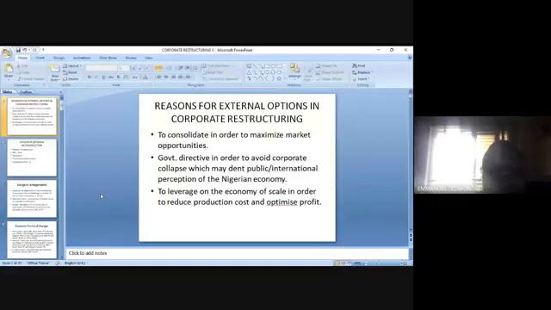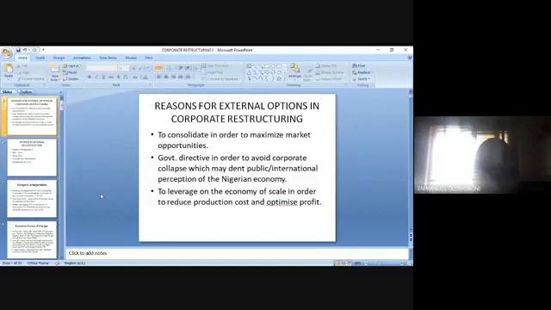Last time on corporate law, we examined corporate restructuring and we commenced with the internal option. We examined the various options available for internal corporate restructuring. So today we are going to be looking at external options in corporate restructuring. To start with, what are the reasons?